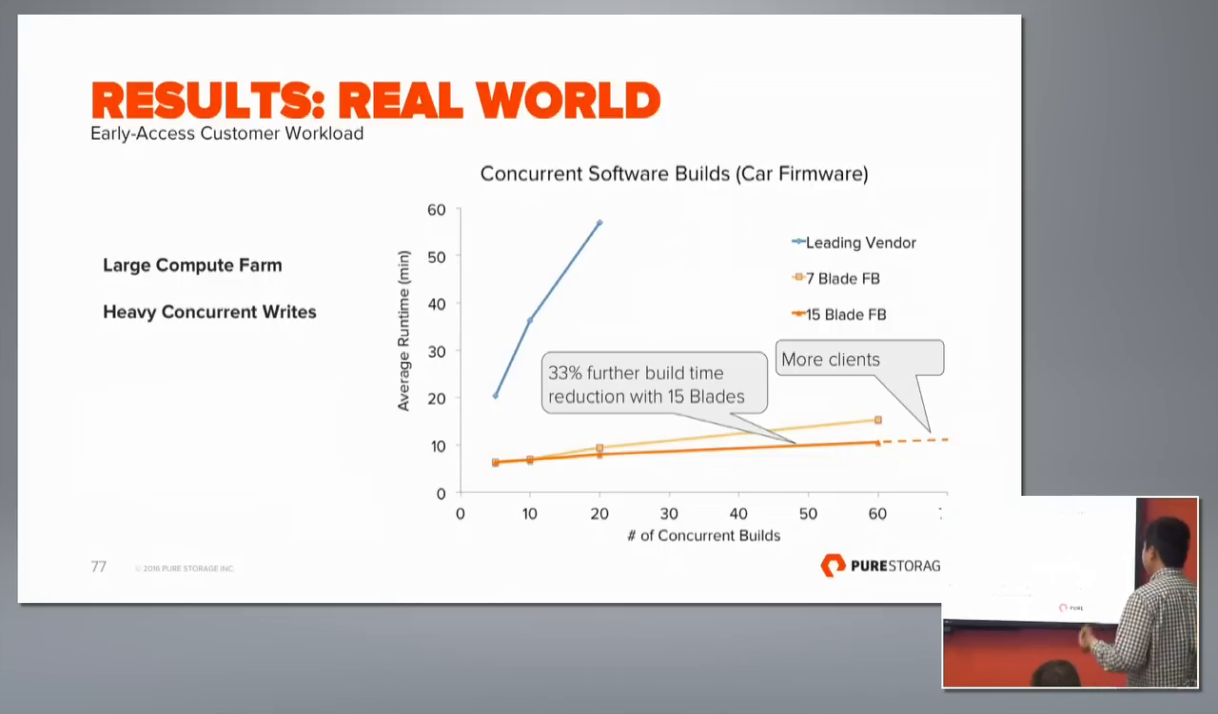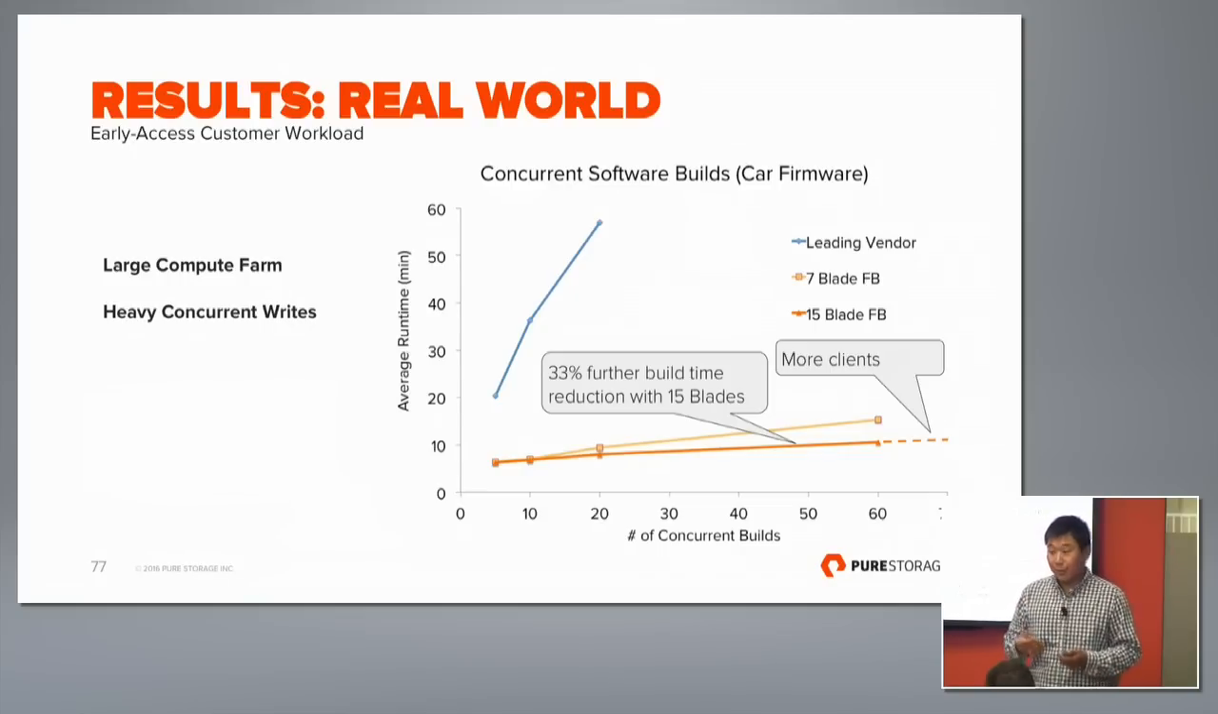Now, we didn't stop there, all right? We then took their system and upgraded it to a 15-blade system. And what we saw was a further 33% reduction, about a third, in the build time as we go to 15 blades. But more importantly, we've reached the point where their client tier just needs more clients. We've scaled to the point where they can throw more builds at it, but they've run out of clients and they've run out of networking on the client tier, right?